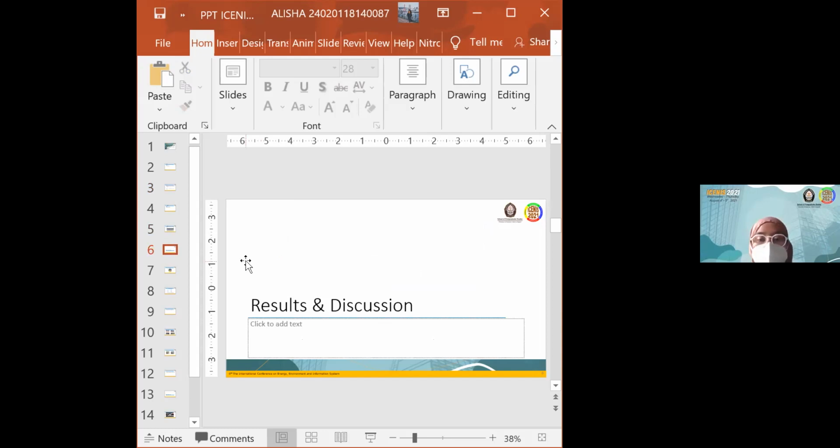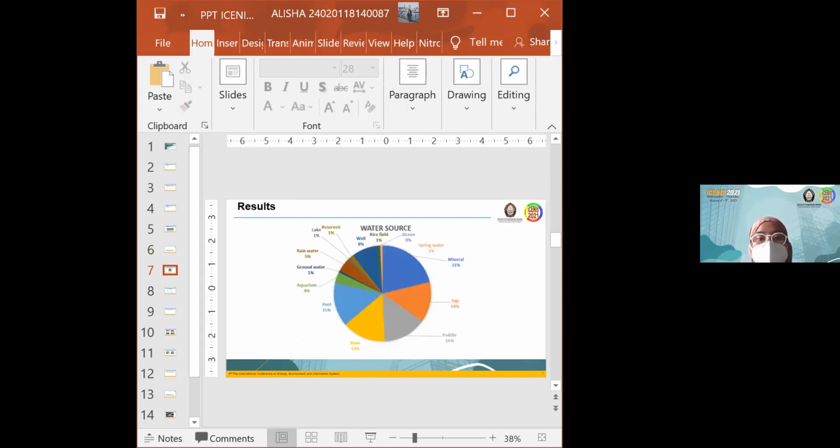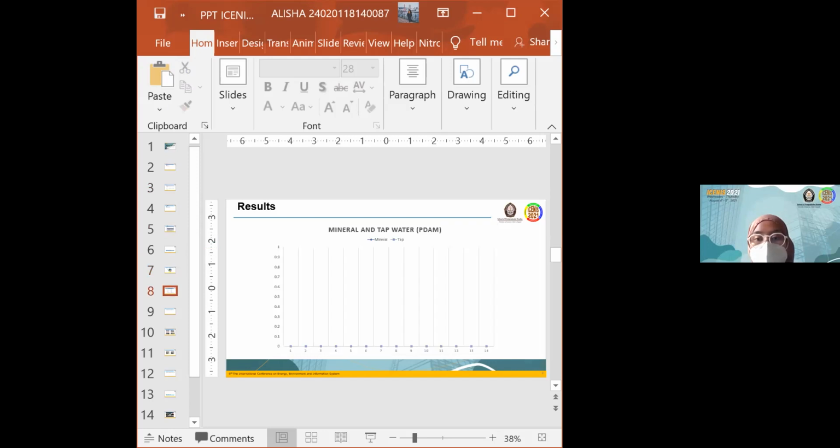For the results and discussion, the number of experiments was 130. Each experiment compared 5 water sources, including mineral water as the control. The 5 bottles with different water sources were put under the sunlight for 2 weeks. The results showed the percentages of water sources that were used: mineral water, tap water, puddle water, river water, pool water, aquarium, groundwater, rainwater, lake water, reservoir, well water, rice field water, spring water, and lastly, ocean.